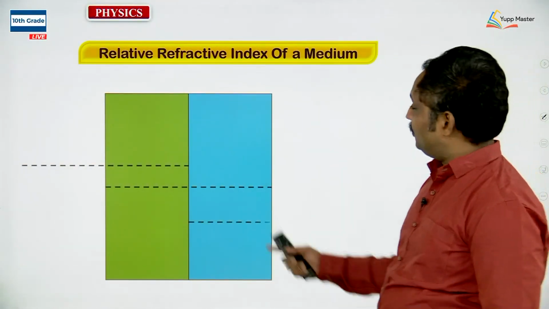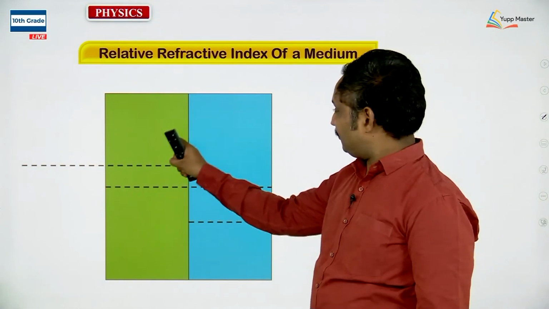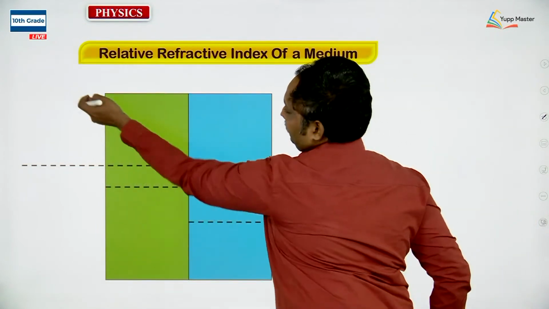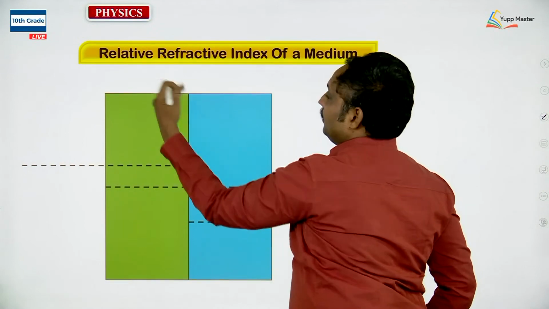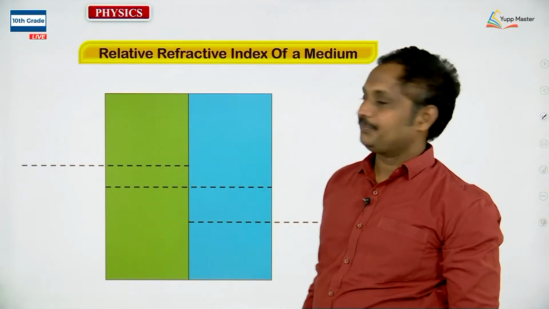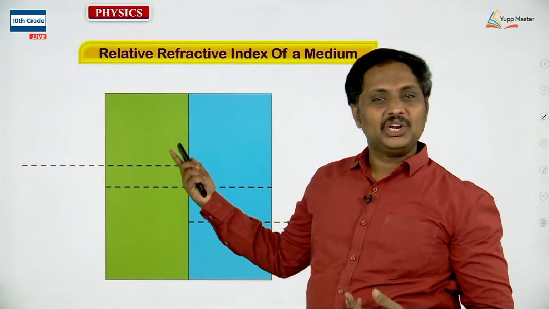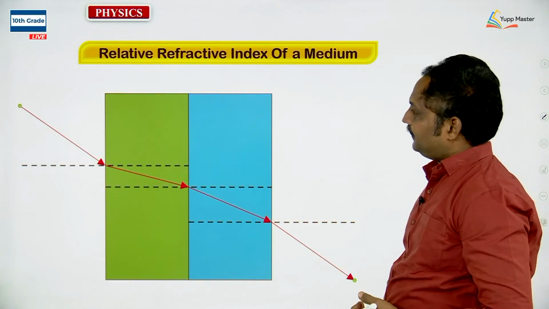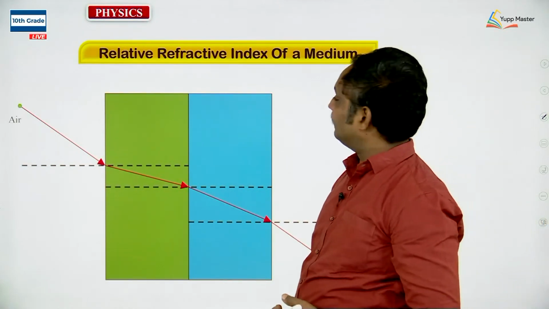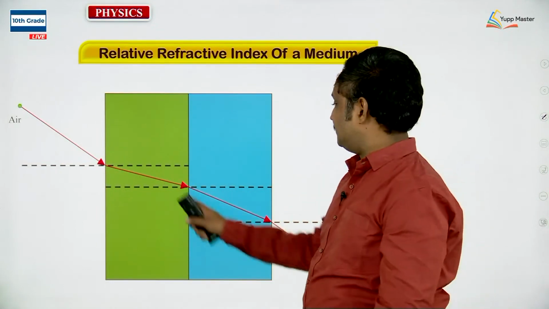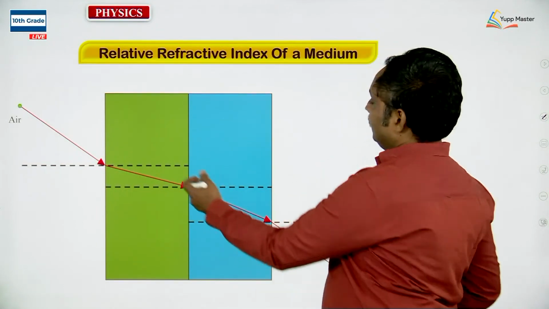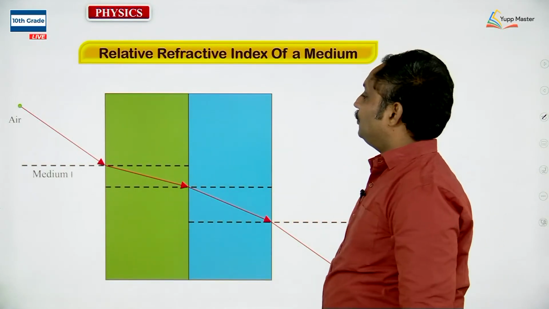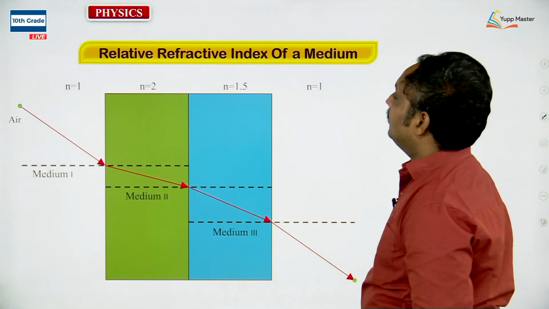You have taken two different mediums, first one and second one. Light has been incident and has traveled from the first to the second. Let us assume the light rays are incident from air and travel from the air medium into the denser medium. After that they are refracted from denser medium 1 to denser medium 2. That is known as the refractive index.